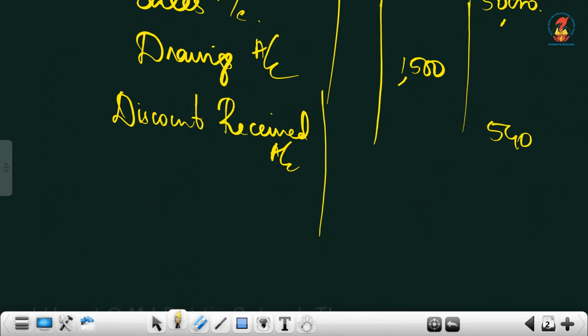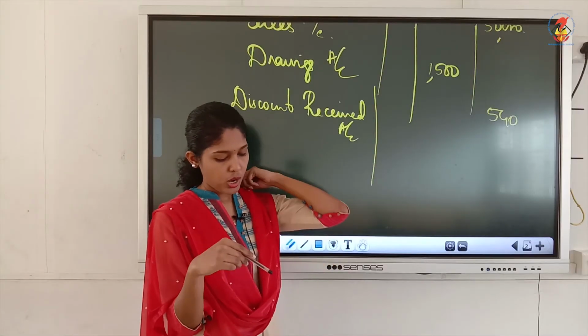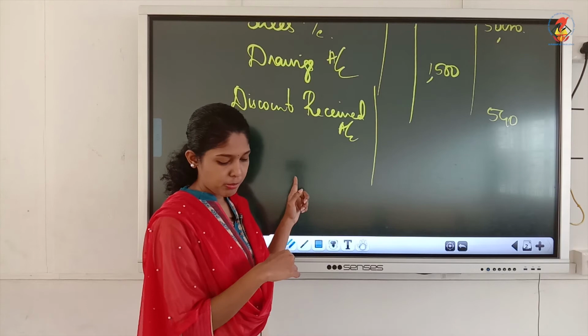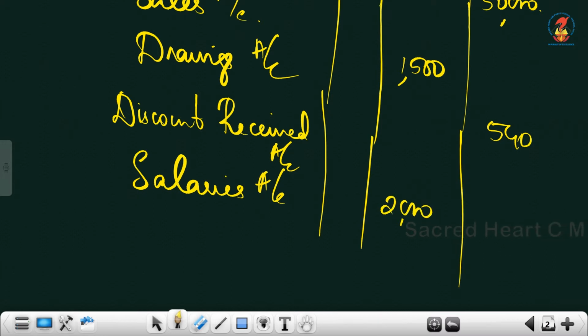Then we have salaries account. For that, the brought down figure would be on the debit side, though they haven't written it, because carry down is on the credit side. So, brought down on the debit side. So, it is having a debit balance of 2000.